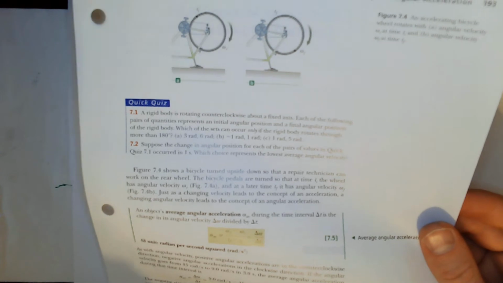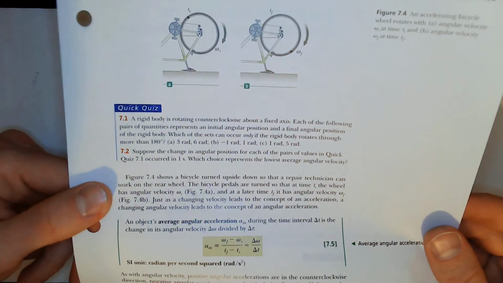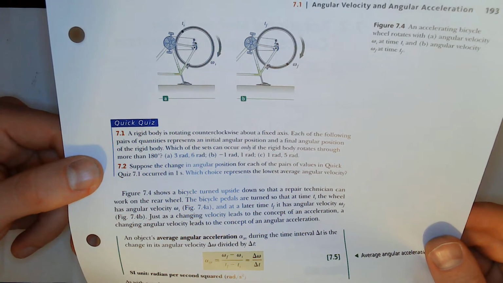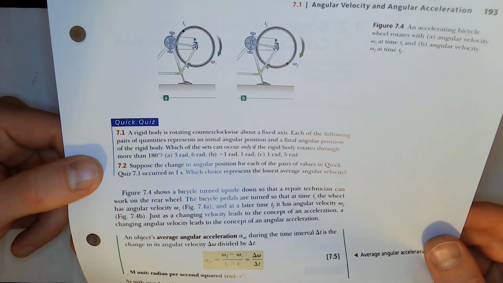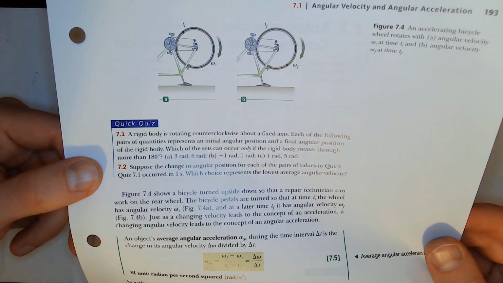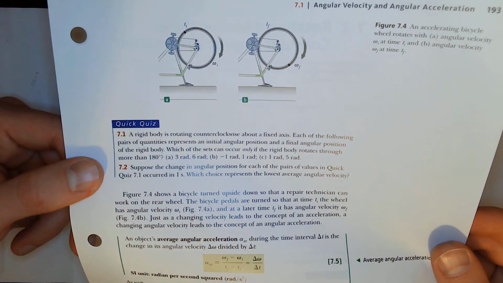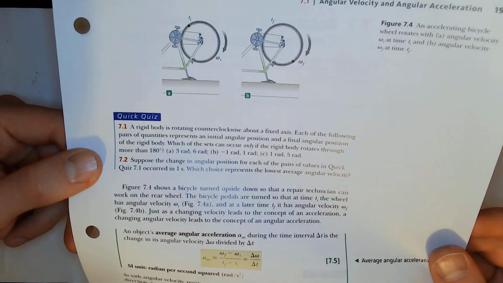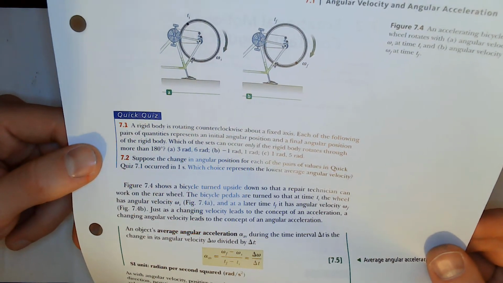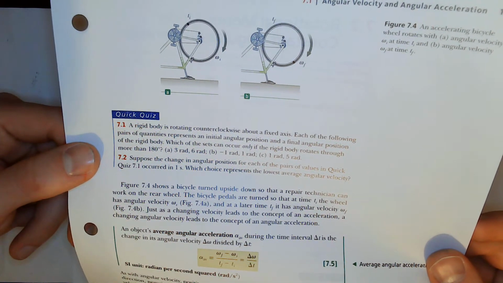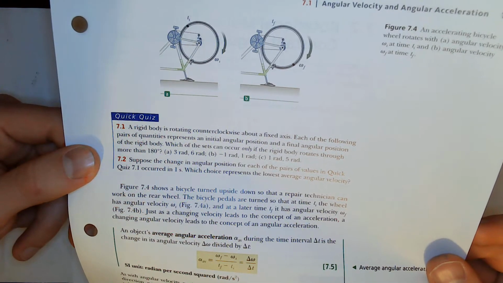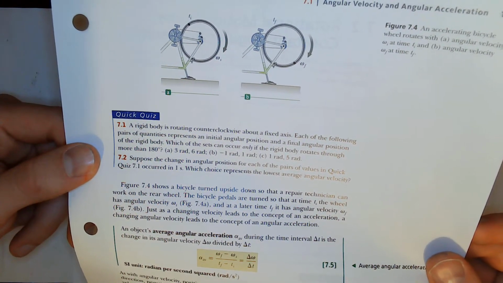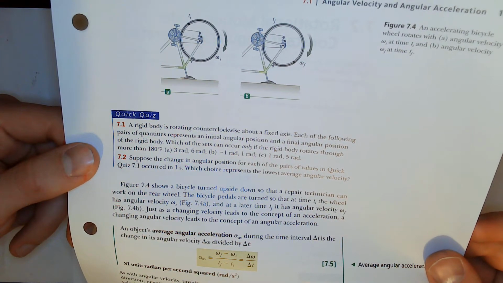Let's look at this 7.2 here. Suppose the change in angular position for each of the pairs occurred in 1 second. Which choice represents the lowest average angular velocity? Well, if the time span is all the same, then we would want the one with the lowest angular displacement. So we would want part B, because that would be the lowest angular displacement.